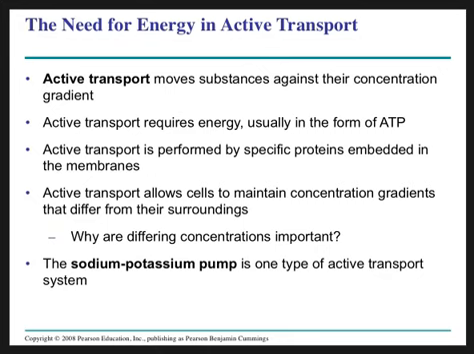I know I said them, but you know I like you to see them in writing. So active transport moves substances against their concentration gradient. Active transport requires energy. It's usually in the form of ATP. Okay? Active transport is performed by specific proteins embedded in the membrane. What this does is it allows cells to maintain high concentration gradients. It allows us to put a great big concentration of some ion or some molecule on one side of the membrane and leaving the other side with very little.